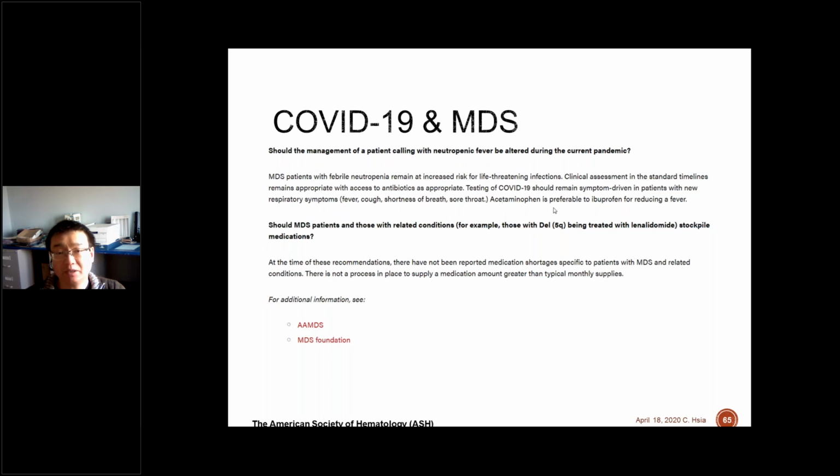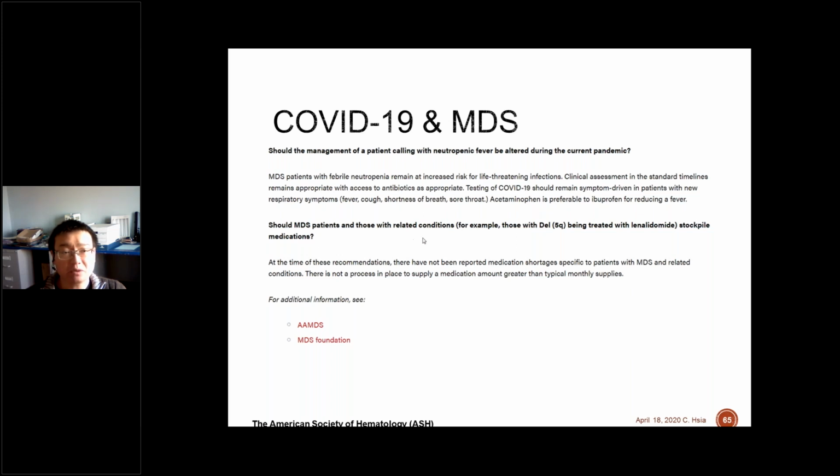Acetaminophen, so that's Tylenol, is preferred to ibuprofen for reducing a fever in patients with MDS. The reason for that is that if your platelet count is low, medications like ibuprofen reduce the function of your platelets. And so aspirin or acetaminophen is probably a better choice.